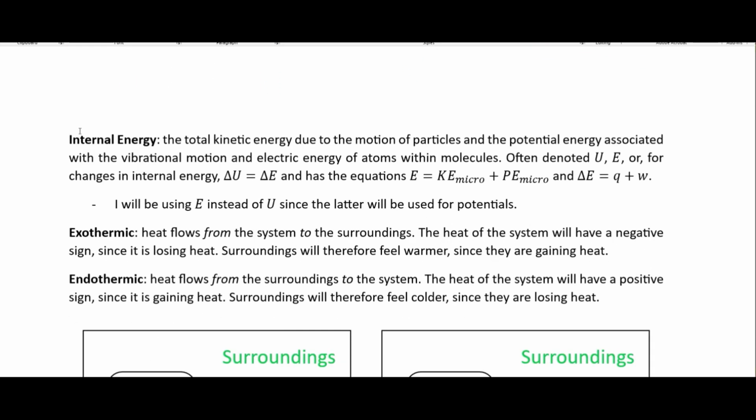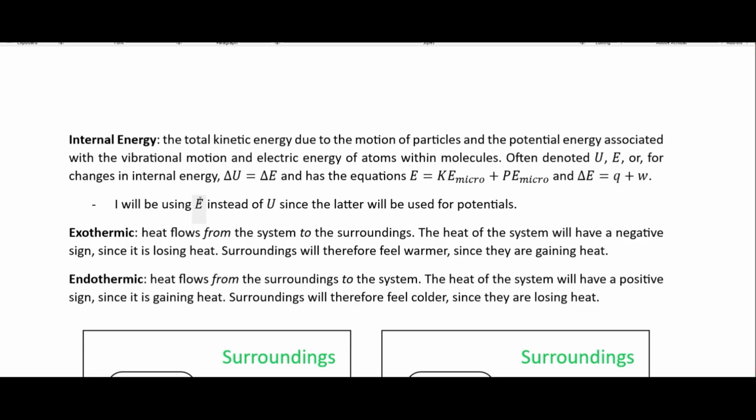The next item on our list here is what's called the internal energy. This is the total kinetic energy due to the motion of particles, which can be things like translational motion, rotational motion, and vibrational motion, and the potential energy associated with the vibrational motion and electric energy of atoms within molecules. It is often denoted with a U, E, or for changes, delta U and delta E, and it has the equation: the internal energy is equal to the kinetic energy of the system plus the potential energy of the system. And we can see that the change in the internal energy is equal to the heat plus the work.